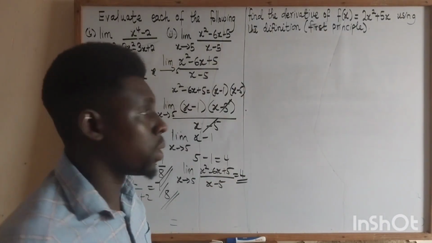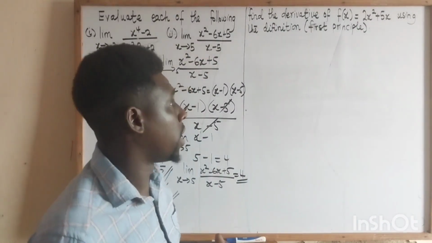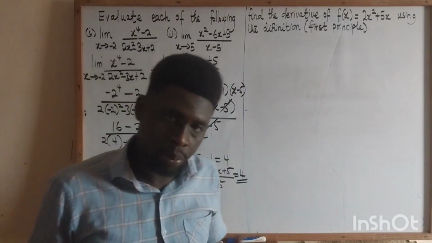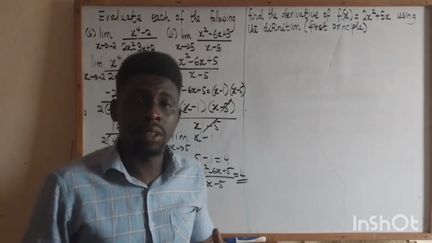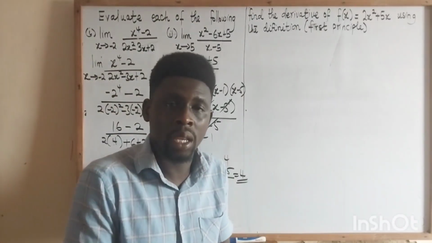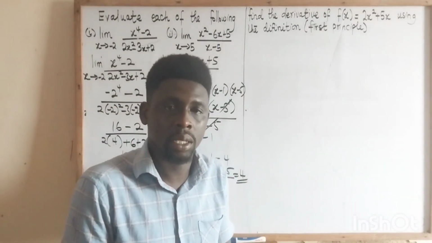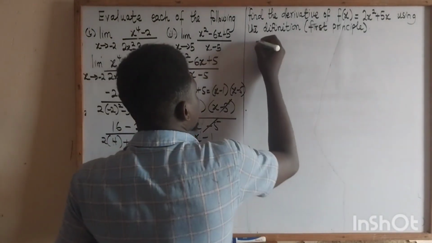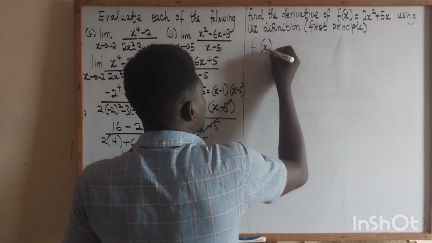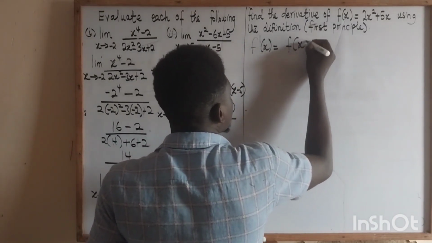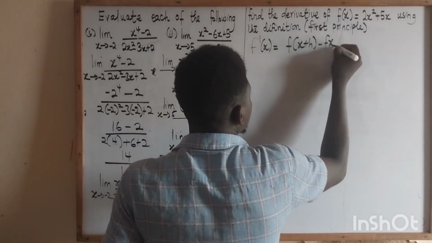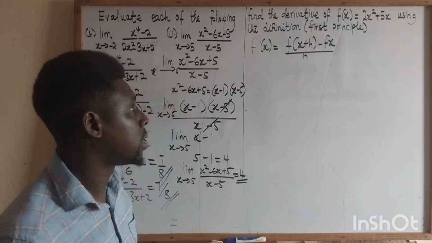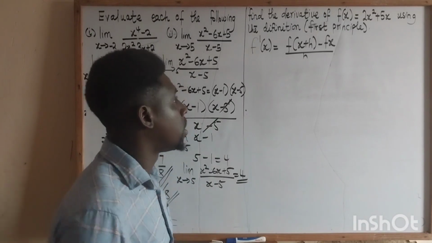All right, so we move to the next question, which says find the derivative of f of x equals 2x squared plus 5x using the definition, first principle. The derivative of a function tells you the change in y with respect to x. To find the derivative of the function, it is expressed as f prime of x, which is equal to f of x plus h minus f of x all over h. This is the formula that helps us find the derivative of the function.